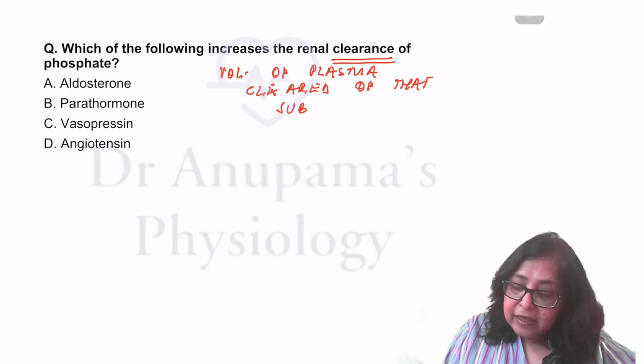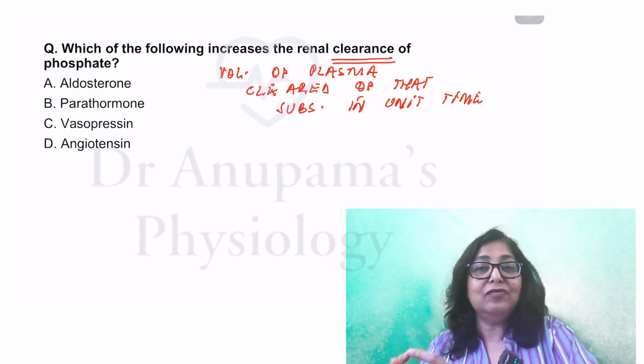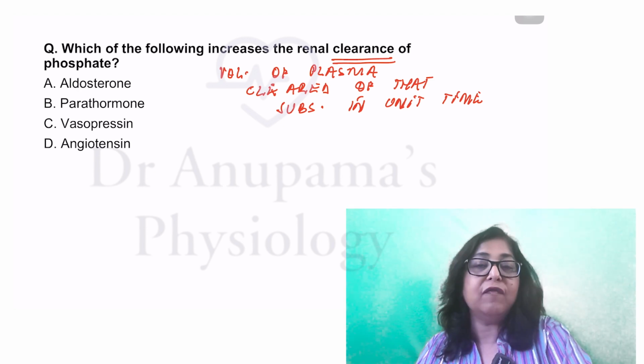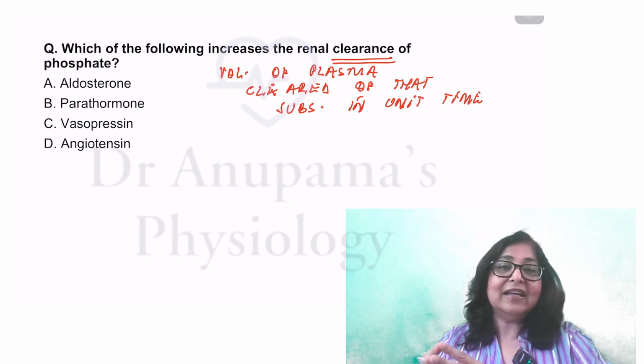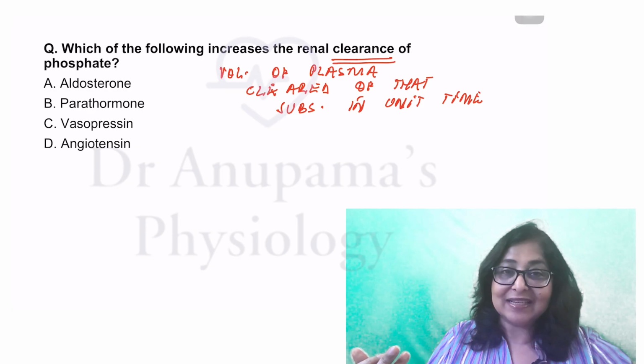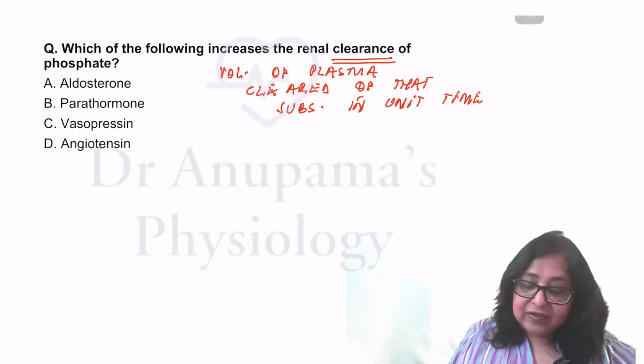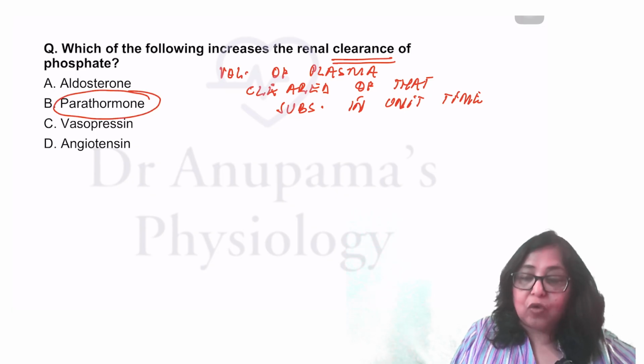So, in other words, I'm trying to ask you which hormone will increase the renal excretion of phosphate so that the volume of plasma free of phosphate will now increase. And out of these, the only one which can affect the phosphate levels is parathormone. What is the role of parathormone?